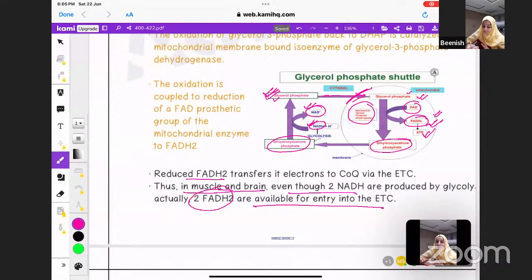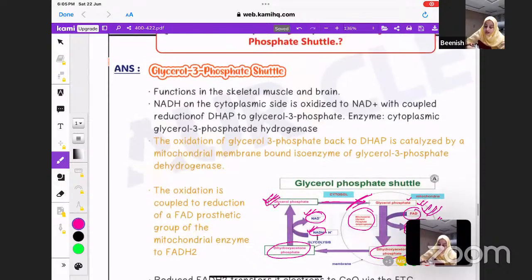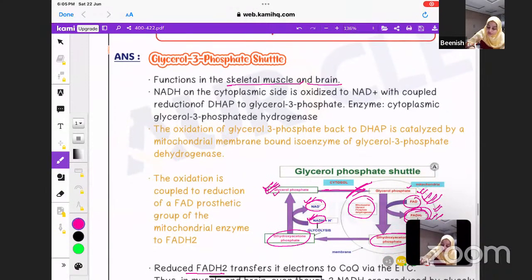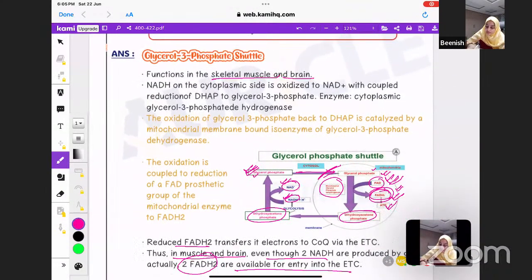Now you know why? Because the electrons are carried via glycerol phosphate, and when it reaches the matrix, the enzyme mitochondrial glycerol phosphate dehydrogenase acts, and when glycerol phosphate changes into dihydroxyacetone phosphate, it gives its electron to FAD, and you get FADH2. That is the reason. And where is this glycerol 3 phosphate shuttle functional? It is functional in skeletal muscle and brain.